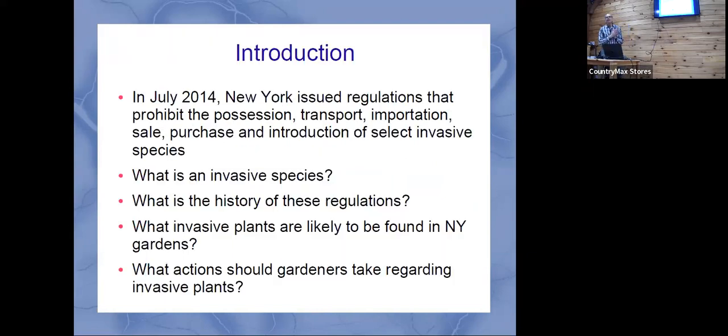Back in July of 2014, New York State issued regulations that prohibited possession, transport, etc. of invasive species. That led to a lot of people calling Cornell and saying, what does all that mean? So tonight we're going to talk about what an invasive species is, what the history of regulations is, and what invasive plants we are likely to find in our gardens. The list is much bigger than that, but I'll talk about ones that you're likely to stumble across, and then what you should do about it.